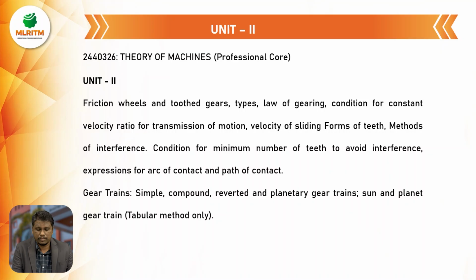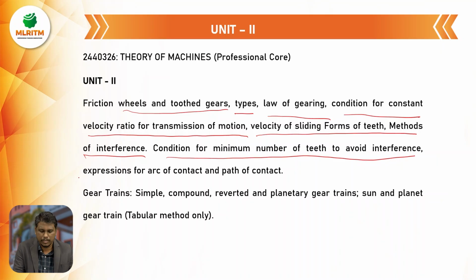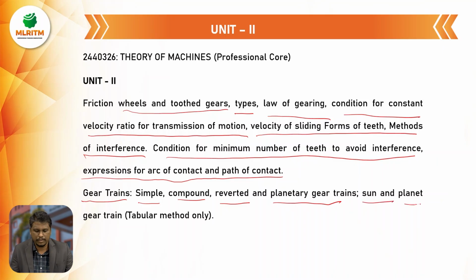In gears and gear trains, first friction wheels and toothed gears, types and law of gearing, condition for constant velocity ratio, transmission of motion, velocity of sliding of teeth, methods of interference, condition for maximum number of teeth to avoid interference, expression for arc of contact and path of contact. Here we will see the derivations as well as problem solving based on the number of teeth in the pinion and the wheel, and gear trains. The last topic in that module is gear trains: simple gear trains, compound gear trains, reverted and planetary gear trains, sun and planet gear trains.